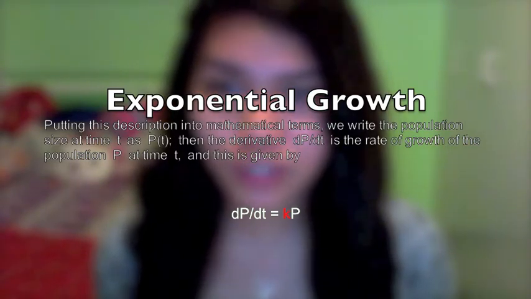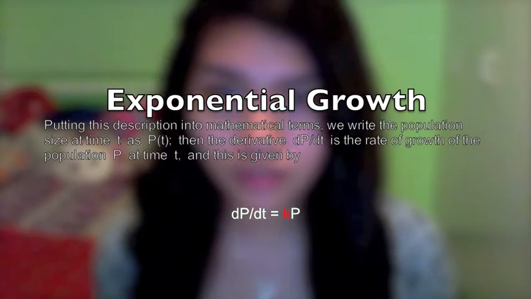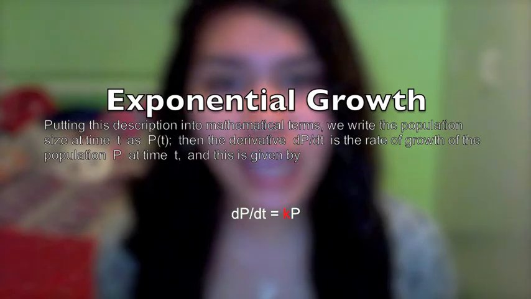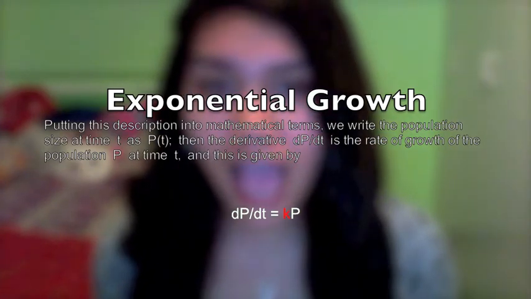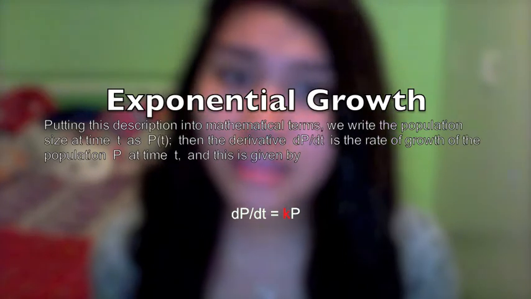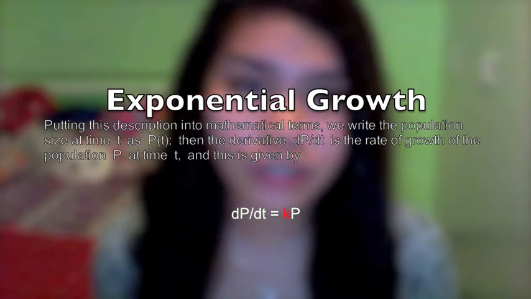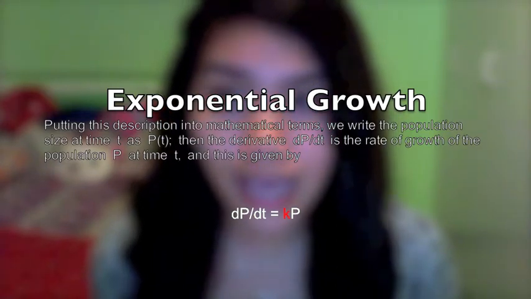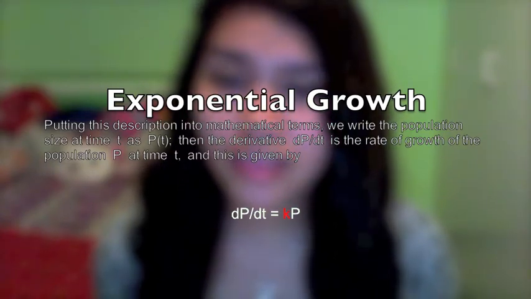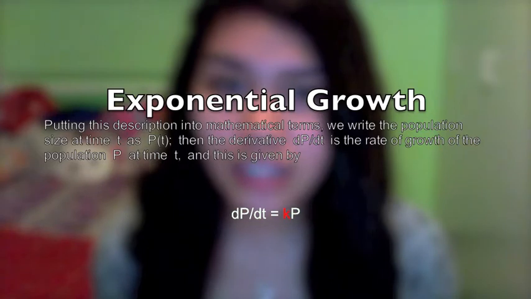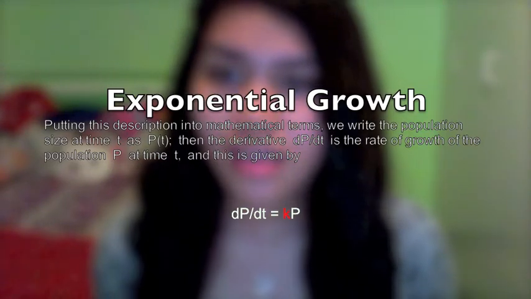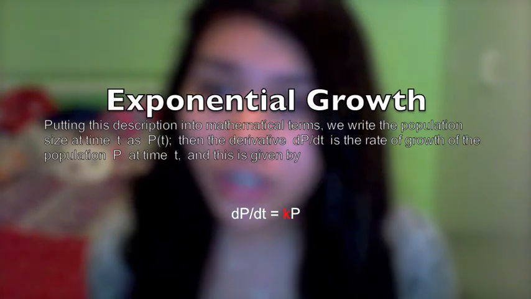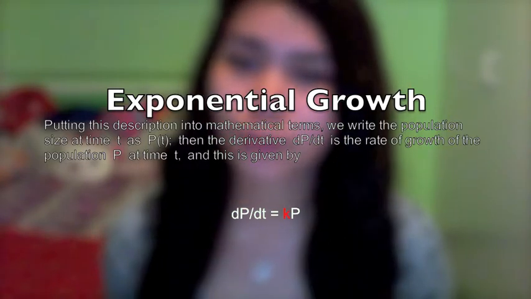Putting this description into mathematical terms, we write the population size at time t as p of t, then the derivative of p with respect to t is the rate of growth of the population p at time t. And this is given by this equation below here, where k is a constant of proportionality.